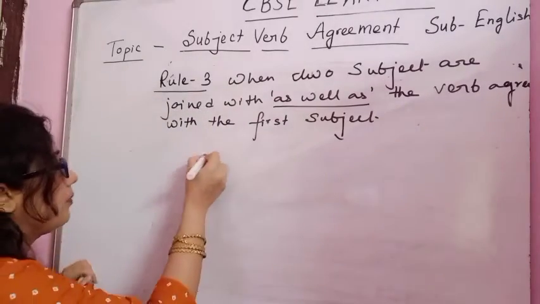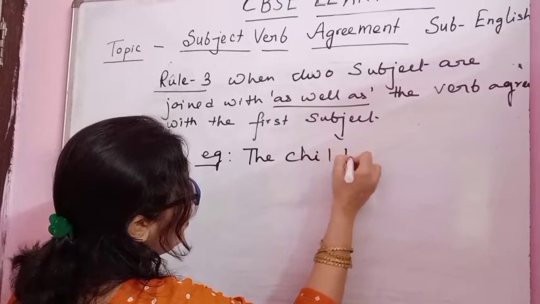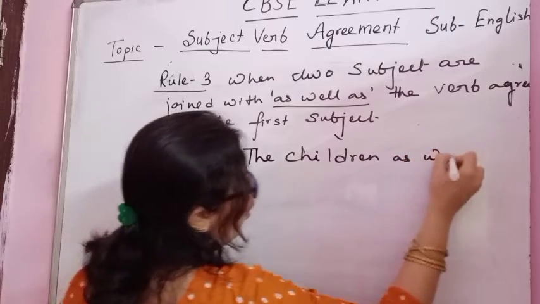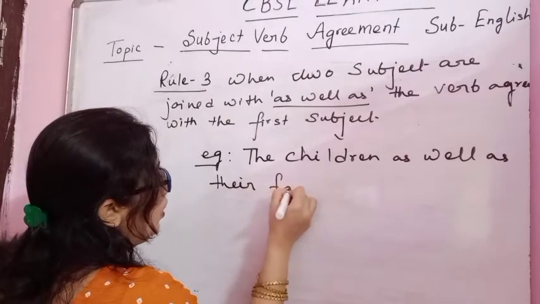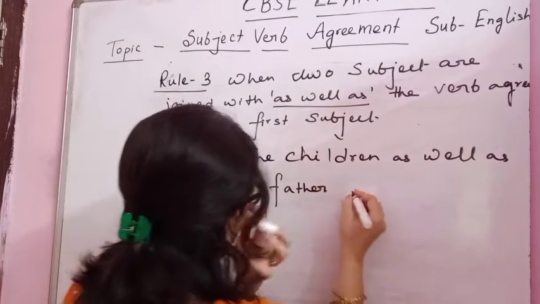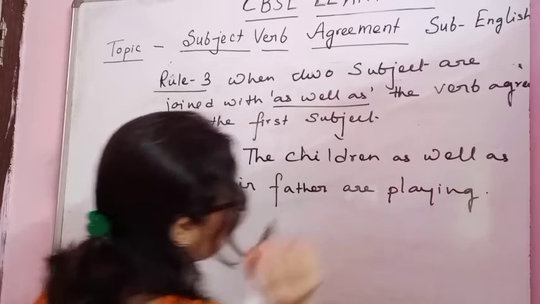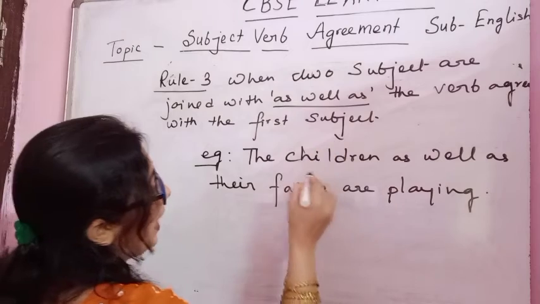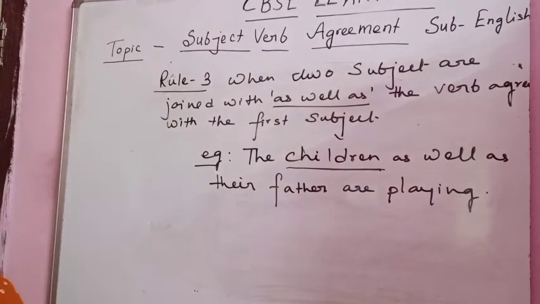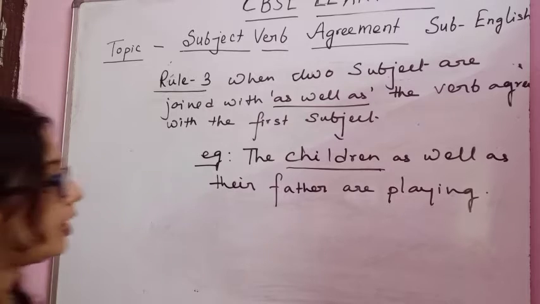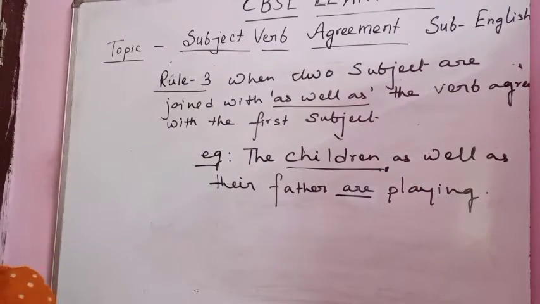For example, see, the children as well as their father are playing. Okay, so here the verb is agreeing with the children. The children as well as their father are playing. So here the verb is agreeing with the first subject.